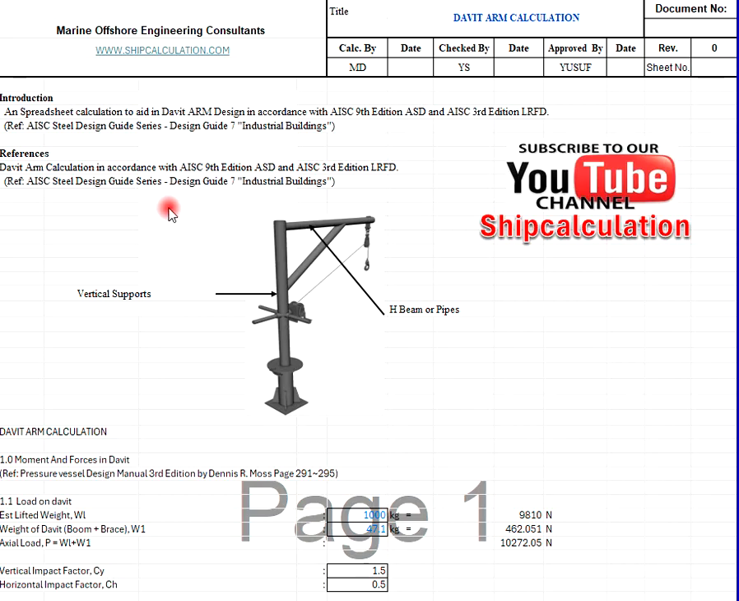You might refer to any other rules related to lifting, like Noble Denton, or any other class, GMP, ABS, NK, LR, or BKI. This Davit arm calculation, many vessels use this, and they install this Davit arm on the main deck area. Even in the shipyard, they fabricate this Davit arm.